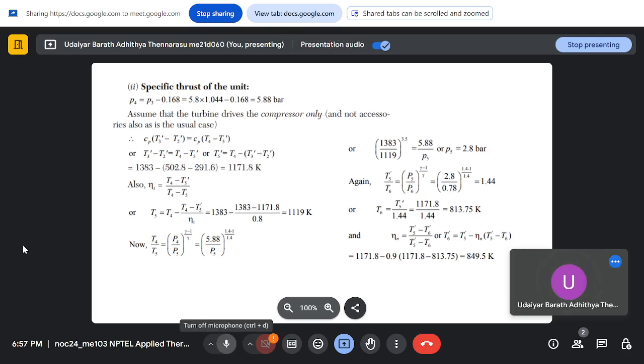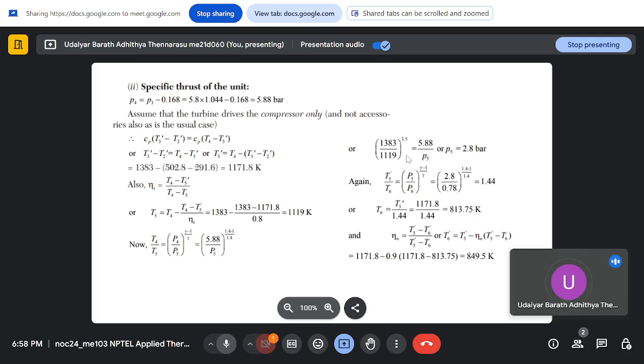So the temperature for an isentropic process, T4 by T5 equals P4 by P5 raised to power gamma minus 1 by gamma. I know P4, which is 5.88, and I need to find out P5. I know the temperature, so substituting that, 1383 by 1119 raised to power 3.5 equals 5.88 divided by P5. Using this I can estimate the pressure at the exit of the turbine as 2.8 bar.